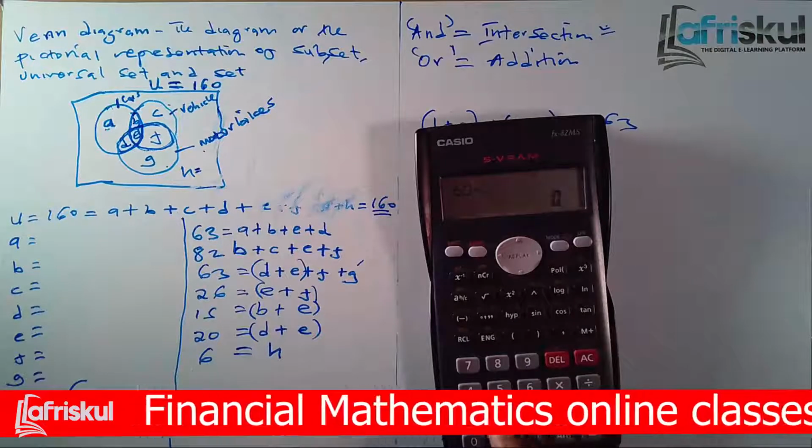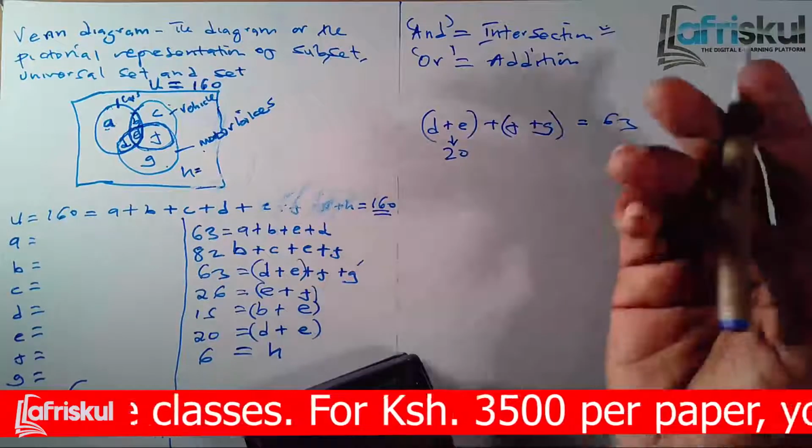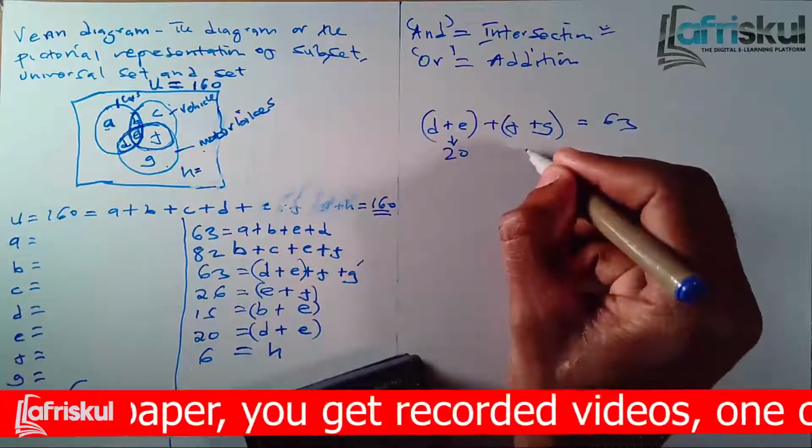63 minus 20 gives you 43. Therefore, F plus G is 43.